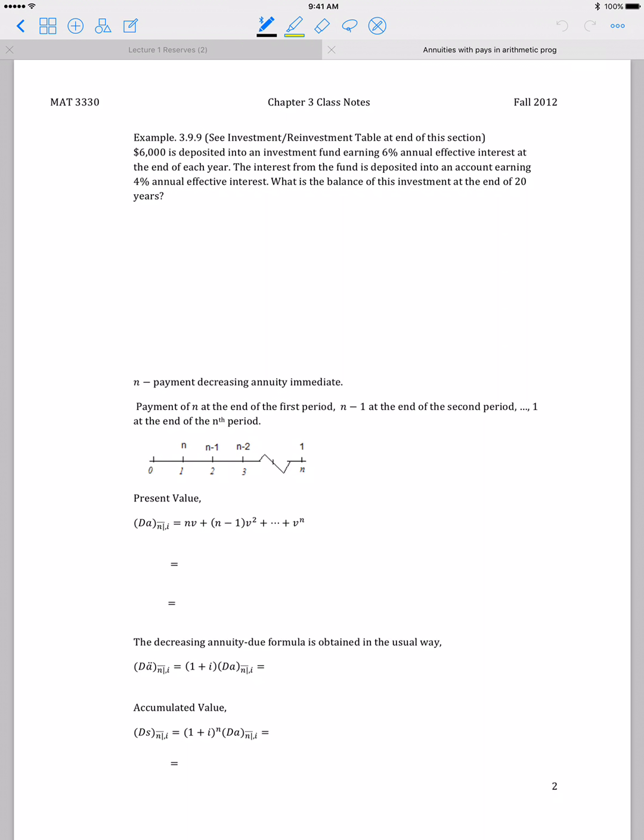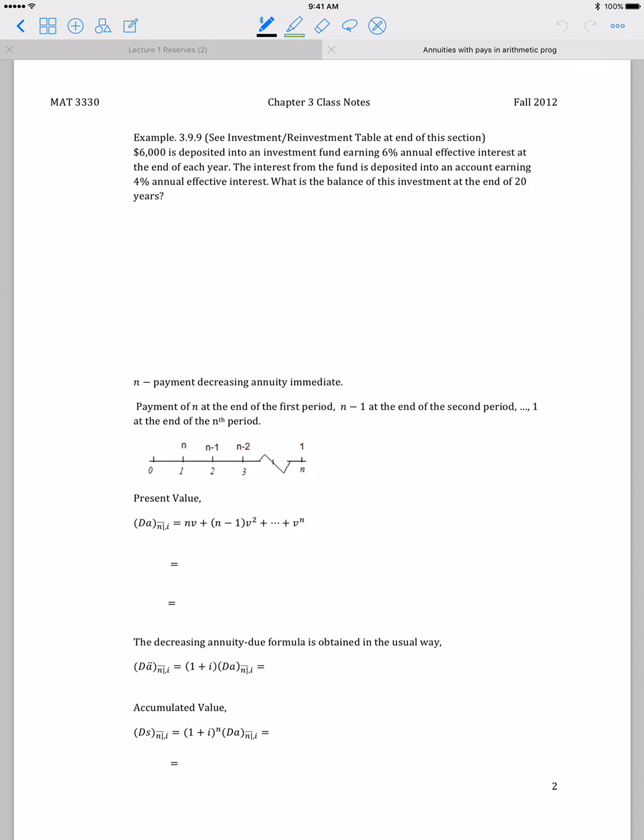So in the next example, we're going to see how these arithmetically increasing annuities just arise naturally from a reinvestment problem. Okay, so suppose this is example 3.9.9.